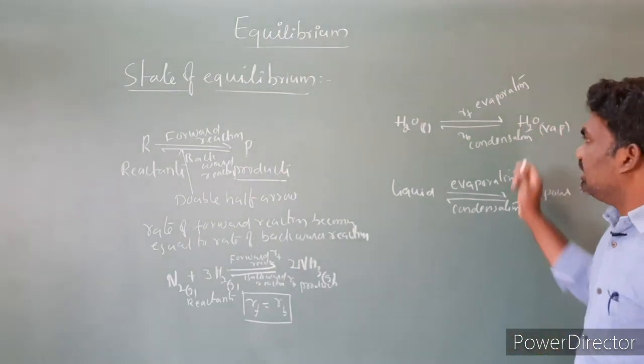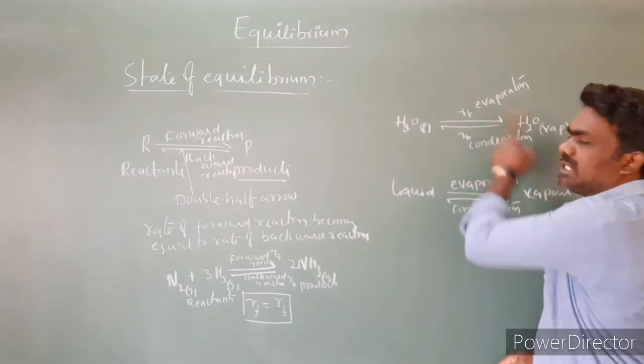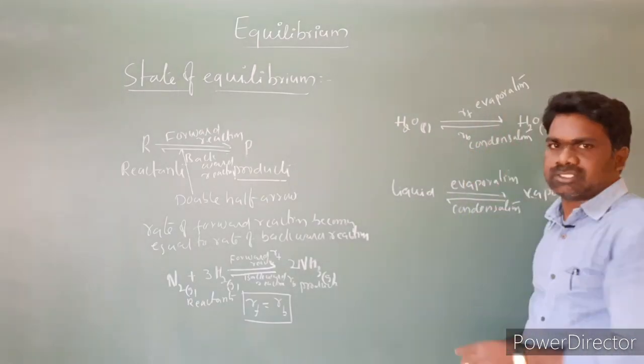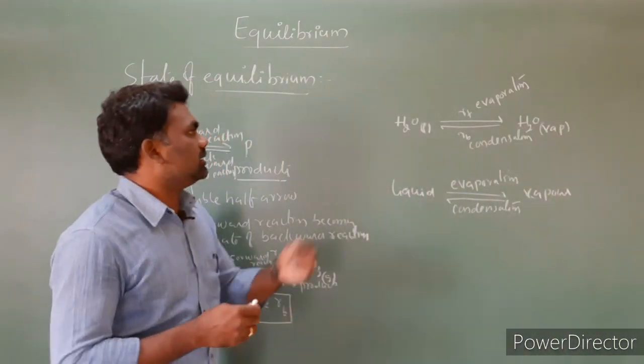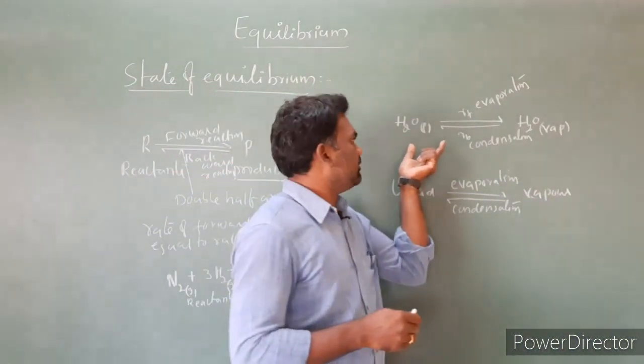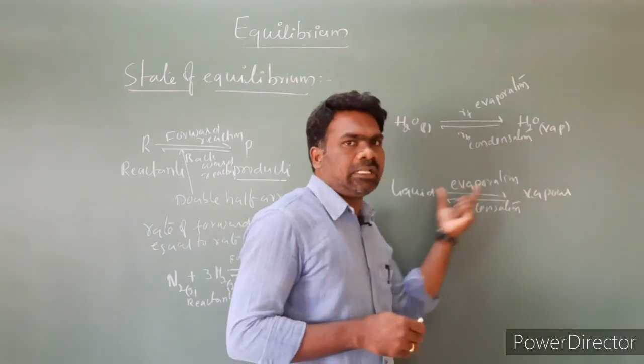Condensation. So the state of equilibrium can be identified when the rate of evaporation becomes equal to the rate of condensation. So we can say that an equilibrium exists between the liquid and the vapor state.